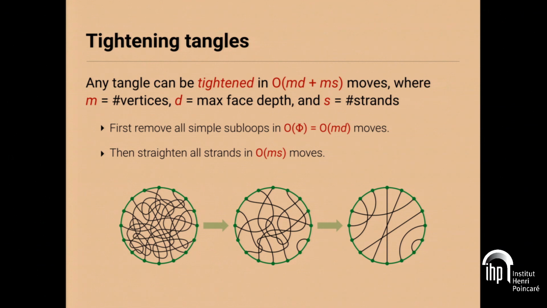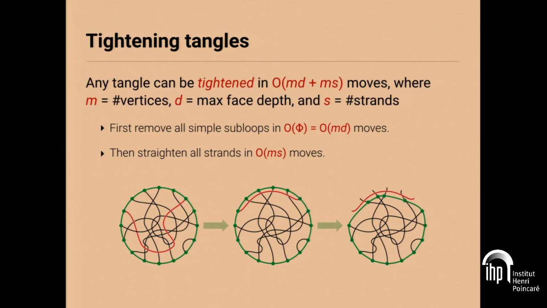I think in the time I will flash up the pictures and skip over the details. But we get that the number of moves you need is MD plus MS. M is the number of vertices, D and S are the depth and the number of strands. So we tighten the strands, then once the strands are simple, we get rid of extra intersections. Getting rid of extra intersections, we do an iterative process where we just basically move strands out of the way and recurse.